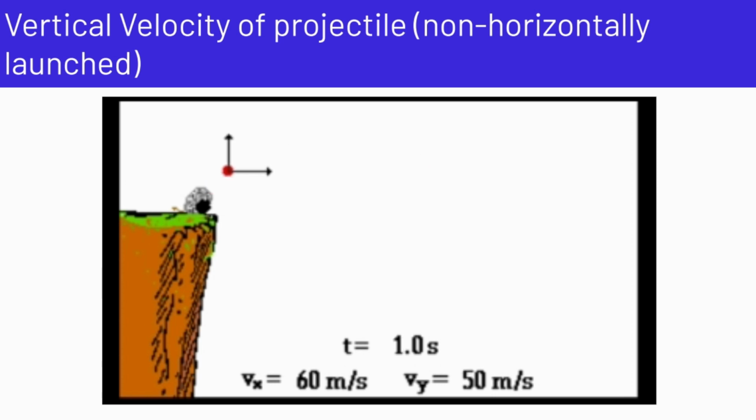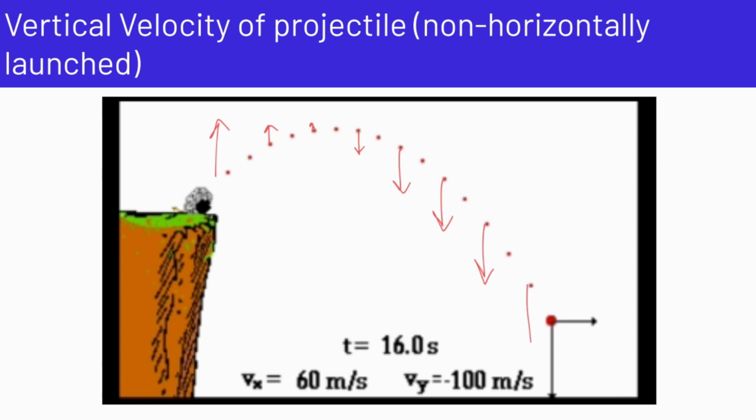So we see the vertical velocity vector getting smaller as it goes up until it reaches its highest point. And then after that, it starts to get larger as it falls to the ground, until it reaches its maximum length right before it hits the ground.